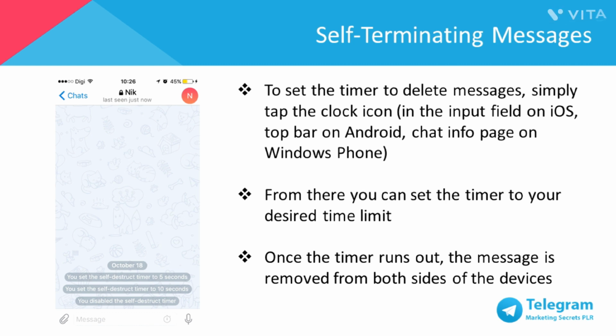From there, you can set the timer to your desired time limit. Then the timer starts to run when the message is shown on the recipient's screen. Once the timer runs out, the message is removed from both sides of the devices.